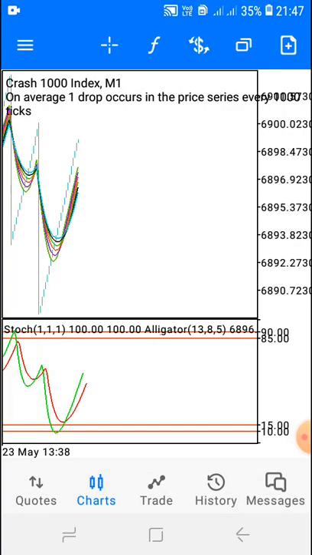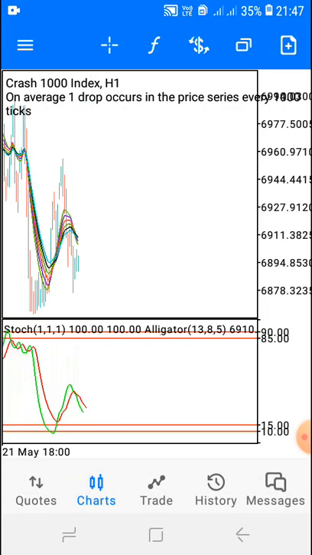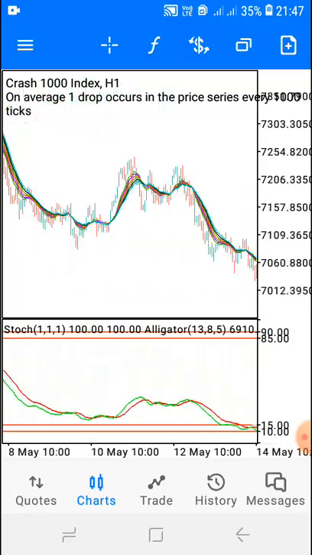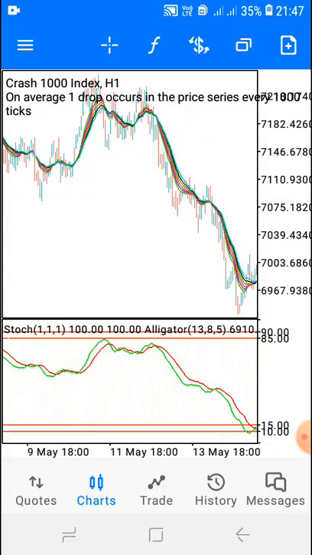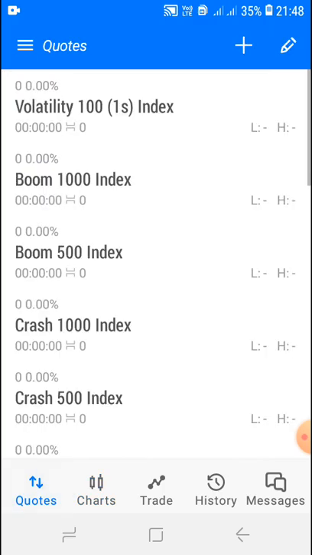Okay, so the first thing you're going to do is go to the 1 hour time frame. So as you guys can see on Crash 1000, the market has been moving in a downtrend as well. So what does this mean? It means we are not going to use this strategy on Crash 1000. The reason why I'm showing you guys this is because on Crash 1000, when the market moves in a downtrend, we are looking for spiking opportunities. Okay, but if it moves in an uptrend, we are looking for scalping opportunities. Remember that.